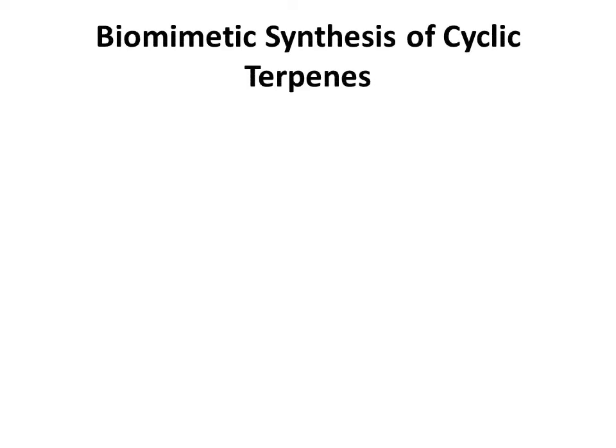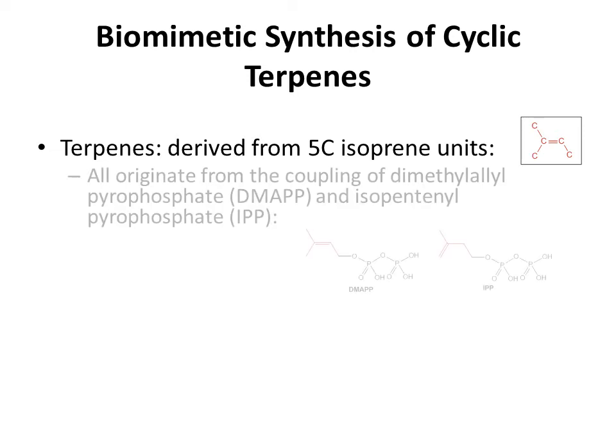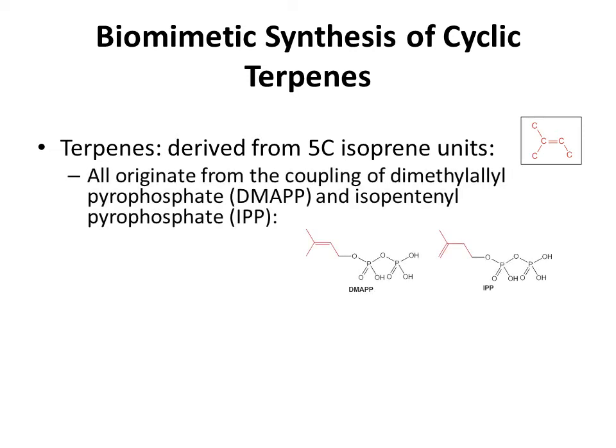As a common example of biomimetic synthesis involving cationic cyclization, let's take a look at the cyclic terpenes. Terpenes are natural products derived from 5-carbon isoprene units. Biologically, all terpenes are made from two 5-carbon isomers, dimethylallyl pyrophosphate or DMAPP, and isopentenyl pyrophosphate or IPP, which are coupled together with enzymes. The smallest terpenes, monoterpenes, are made from 2 isoprene units or 10 carbons.